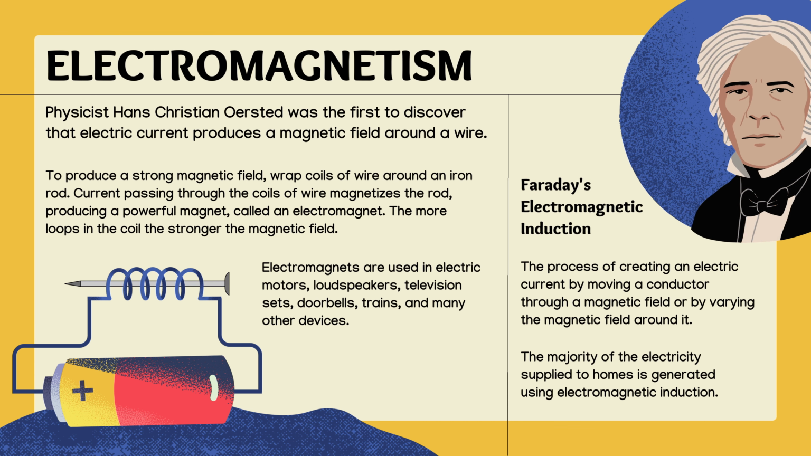Physicist Hans Christian Ørsted was the first to discover that electric current produces a magnetic field around a wire. Faraday's electromagnetic induction. The process of creating an electric current by moving a conductor through a magnetic field or by varying the magnetic field around it. The majority of the electricity supplied to homes is generated using electromagnetic induction.